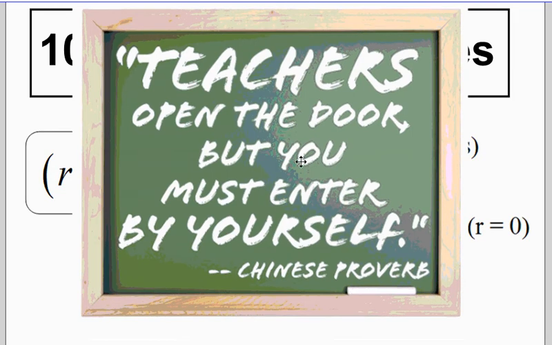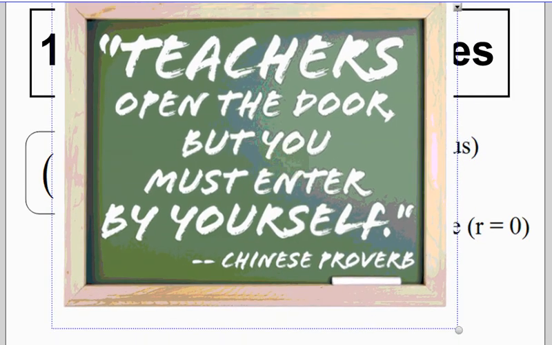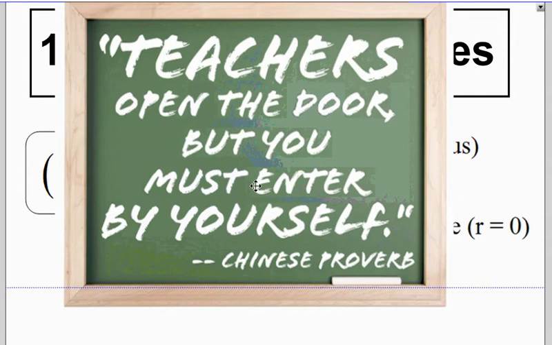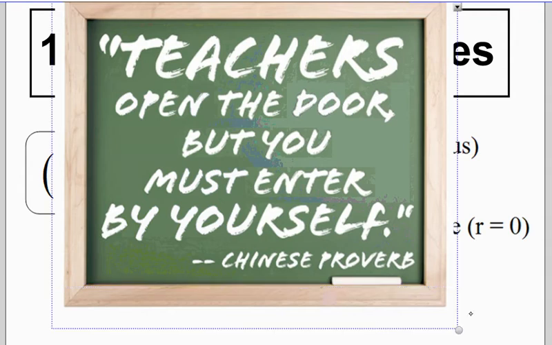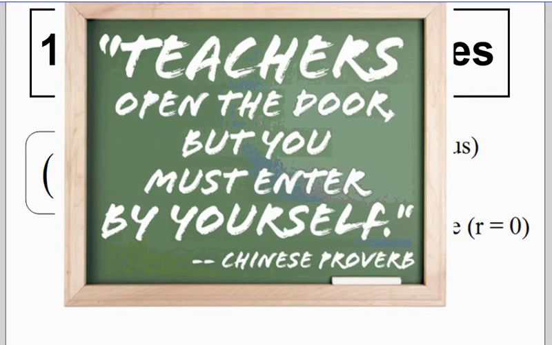Before we do that, let's take a look at this saying right here. Teachers open the door, but you must enter by yourself. Guys, that is so true. I can show you the stuff. I can work with you on the stuff. So can your other teachers. But you're not going to truly learn it. You're not going to really master it until you start doing it on your own. So remember that. Teachers open the door, but you must enter by yourself.